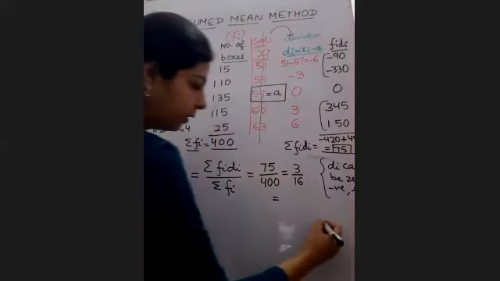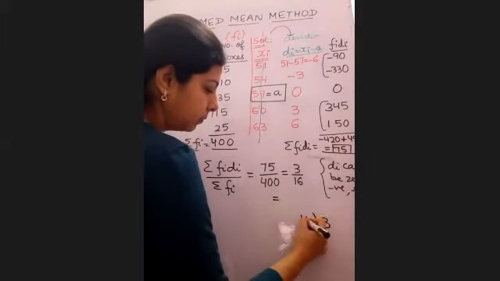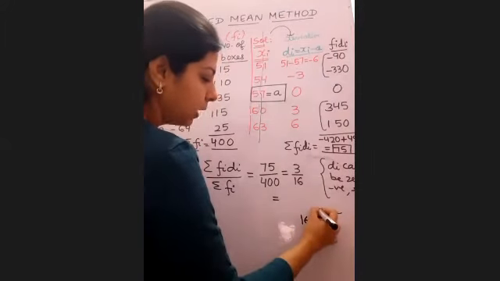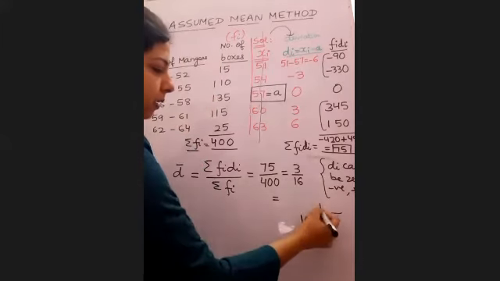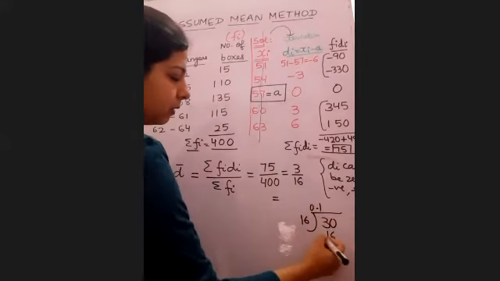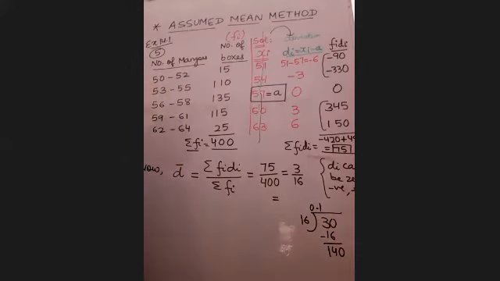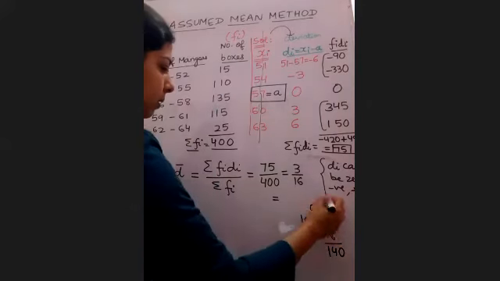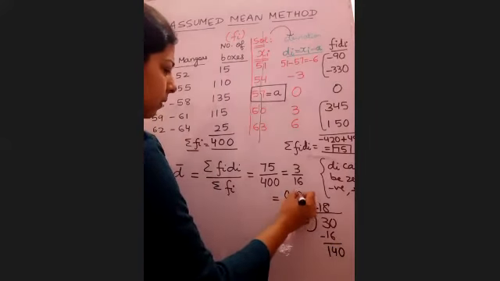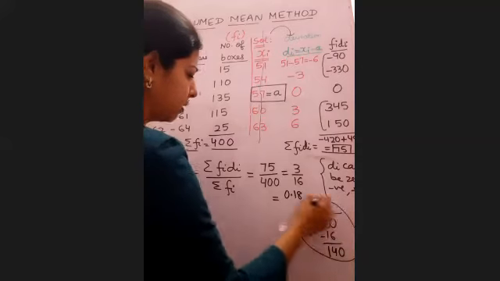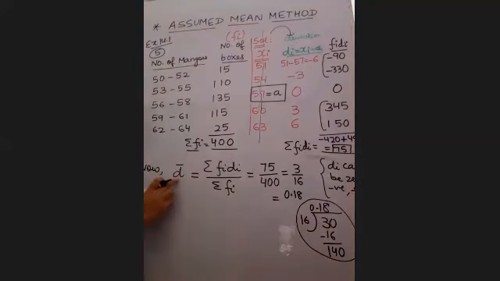Shall I divide for you? It will not come out evenly, so the decimal will be placed. 0 will be there. 16. Find up till 2 places of decimal, not much. 0.18. We need not go further. 2 places of decimal is more than enough. Now we have calculated D bar.